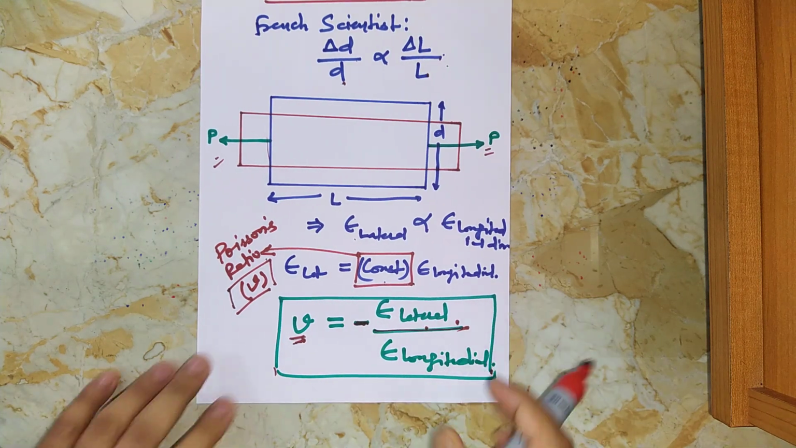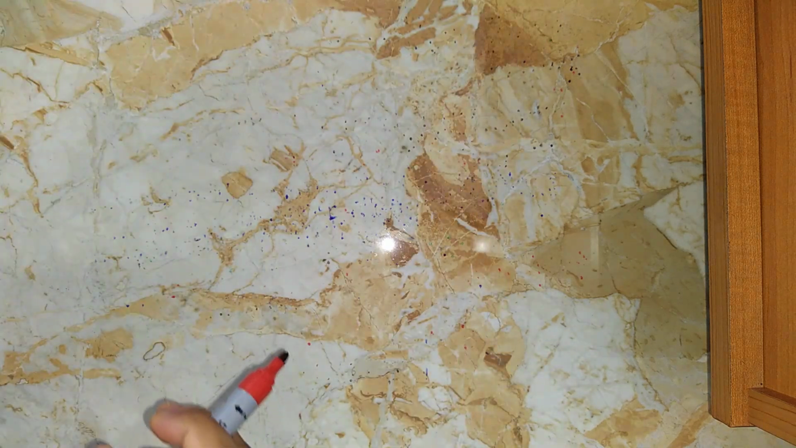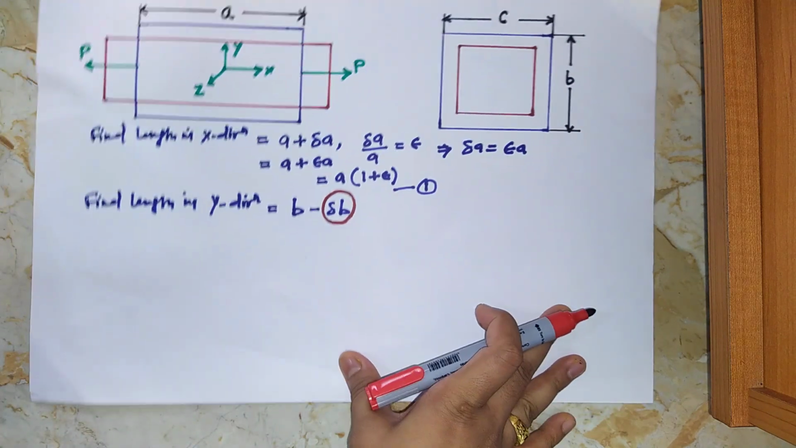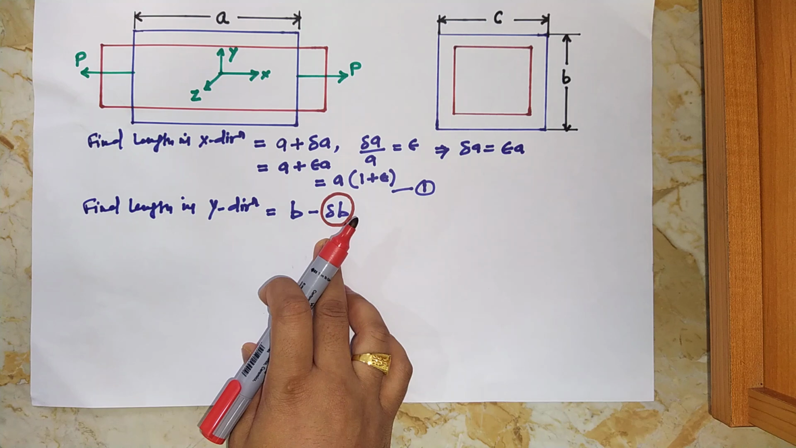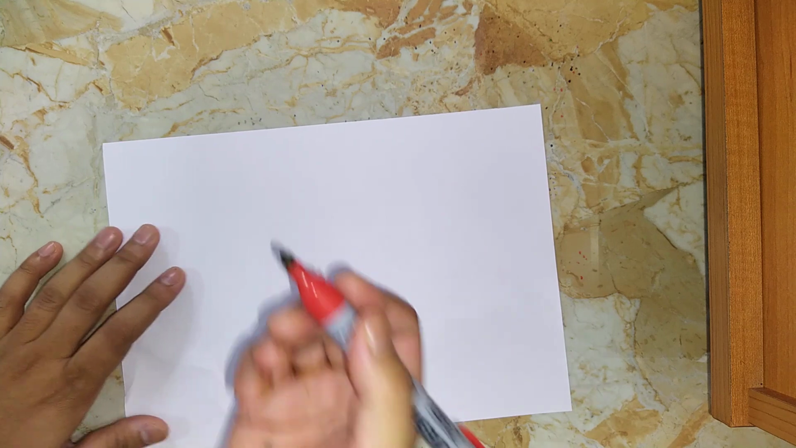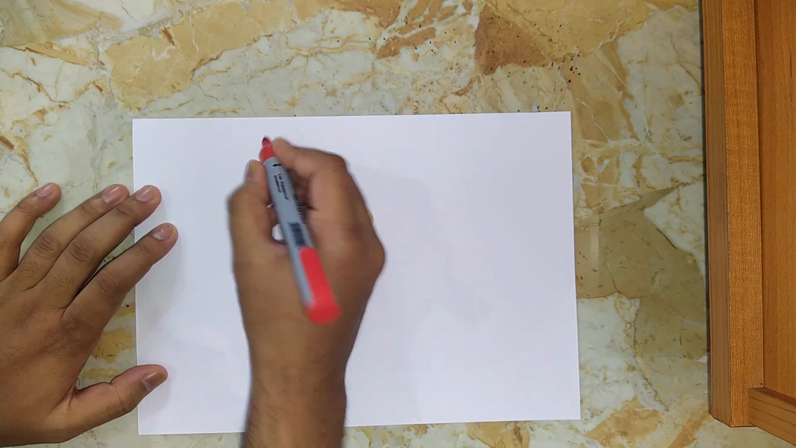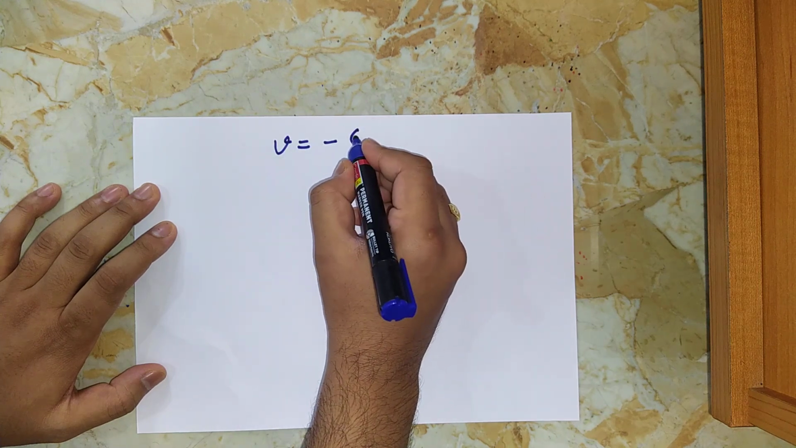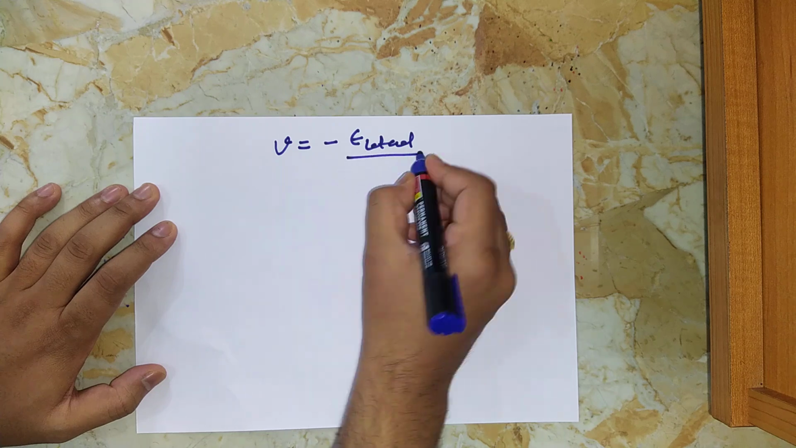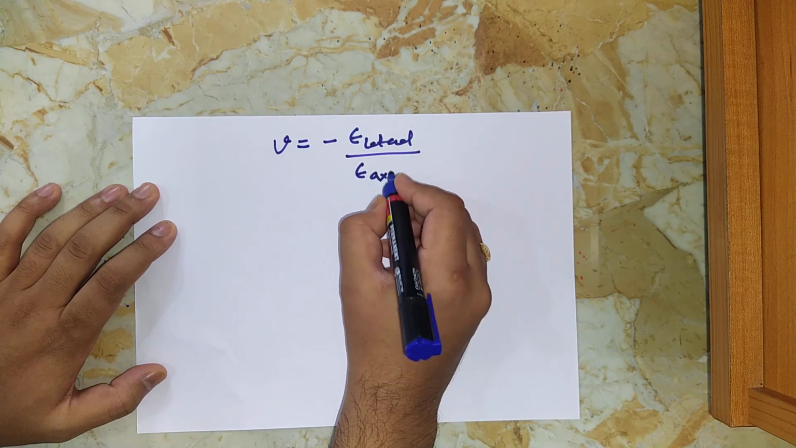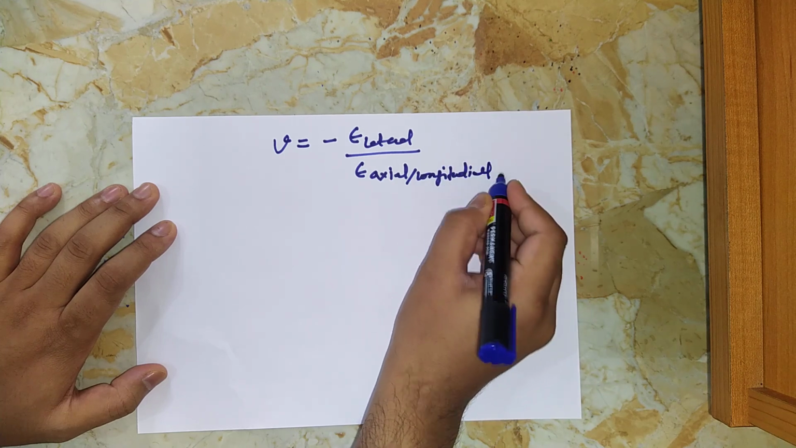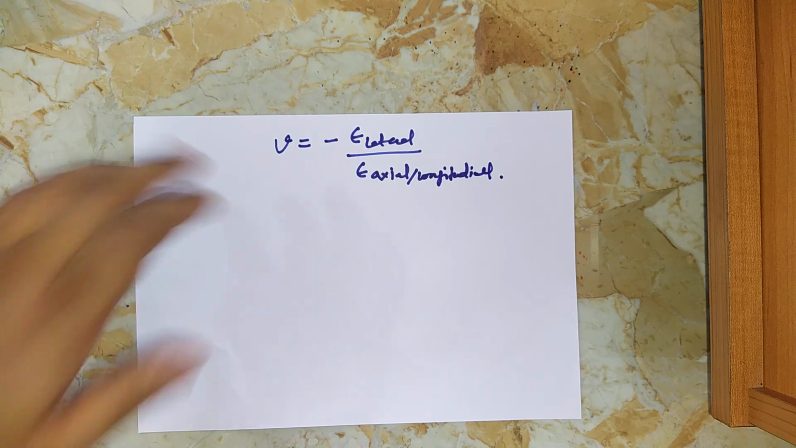Now since we have understood Poisson's ratio, let us see what our target is. The target is to calculate del b, the change in length in the lateral direction. To calculate this, we'll write that Poisson's ratio is equal to minus the strain in the lateral direction divided by the strain in the axial or longitudinal direction. So this is our Poisson's ratio.